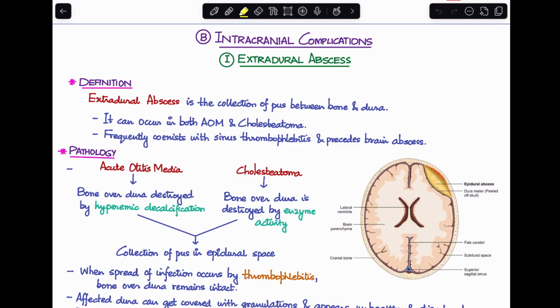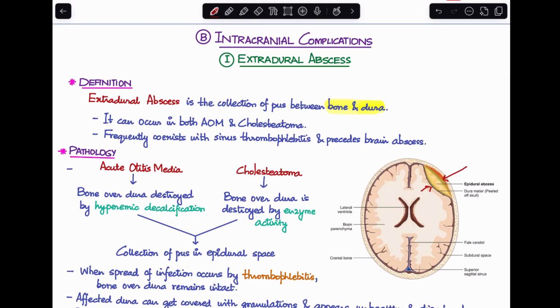Okay, so let's get started with our first complication, and that is extradural abscess. Now, what is an extradural abscess? As the name suggests, it's a collection of pus that is located outside of the dura and between the bone and the dura. If you see in the image over here, this is the dura mater and this is the bone. So a collection of pus in between them is the extradural abscess, also known as epidural abscess.